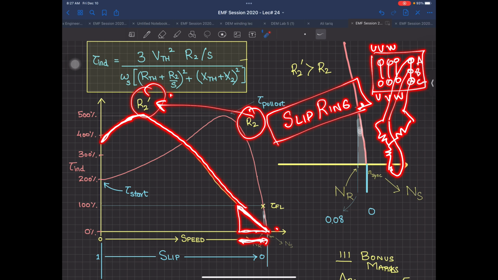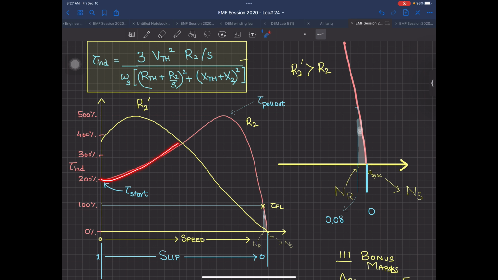So the advantage is huge: you can have a large starting torque, and then when the machine comes in this region, which is our interest over here, you are getting a large amount of slip. So what you can do is change this resistance back to its original value, or make it 0, and now your machine will be back to this curve. So now your region of interest will be back to your original one.